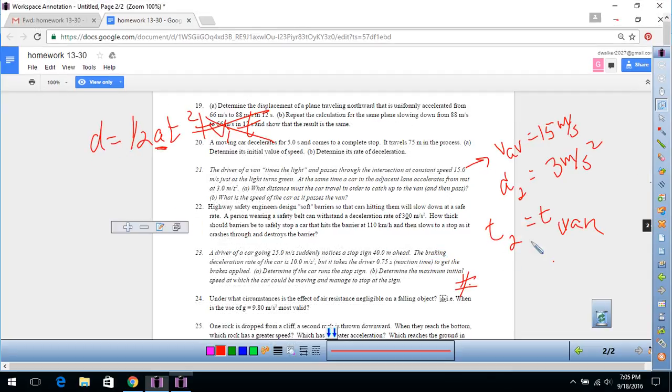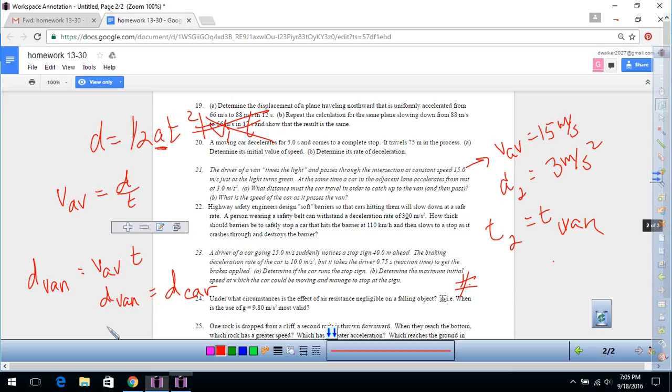There we go. Alright, so their times are going to be even, but the distances they travel will also be even, because they have to catch each other. So the one that is accelerating has this equation right here to represent his motion. The one that's moving at a constant speed is just going to be average speed equals distance over time, or the distance for the van is equal to the average speed of the van times the time. So I'm going to set the distance of the van equal to the distance of the car. So I'm going to solve for t.